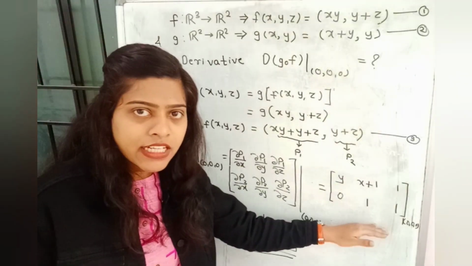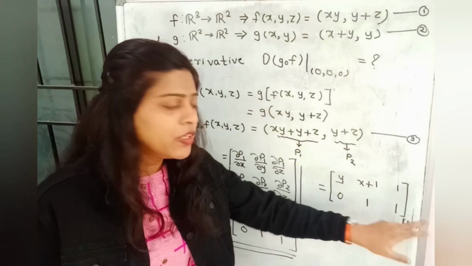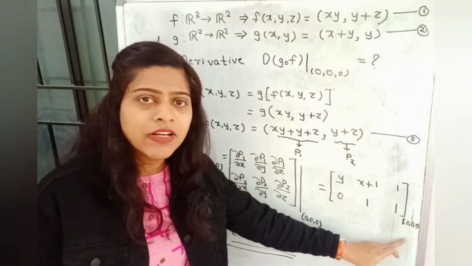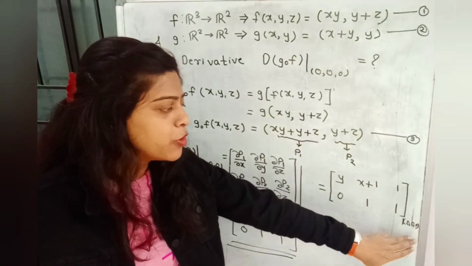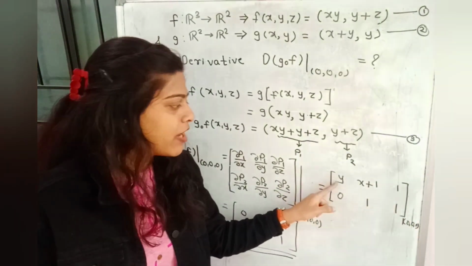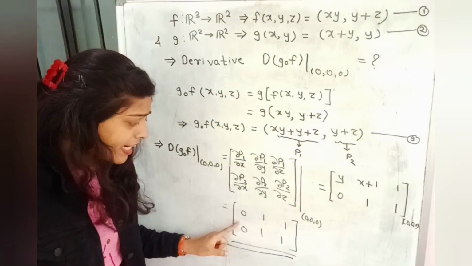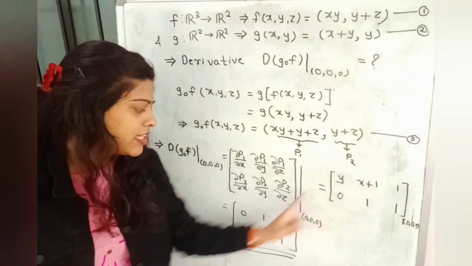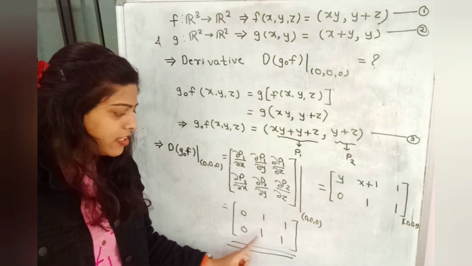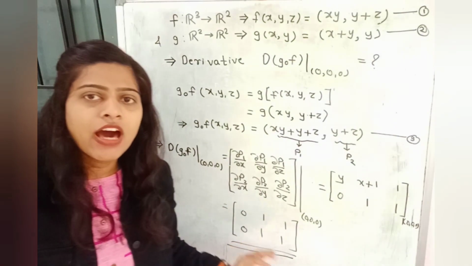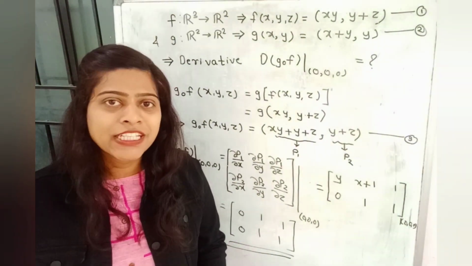That is, this matrix is at point 0 0 0. Here x is equal to 0, y equal to 0 and z equal to 0. Putting these values in this matrix, y equal to 0 gives 0, 0 plus 1 is 1, 1, and similarly 0, 1, 1. So this is our answer. Therefore here option number 3 is true.